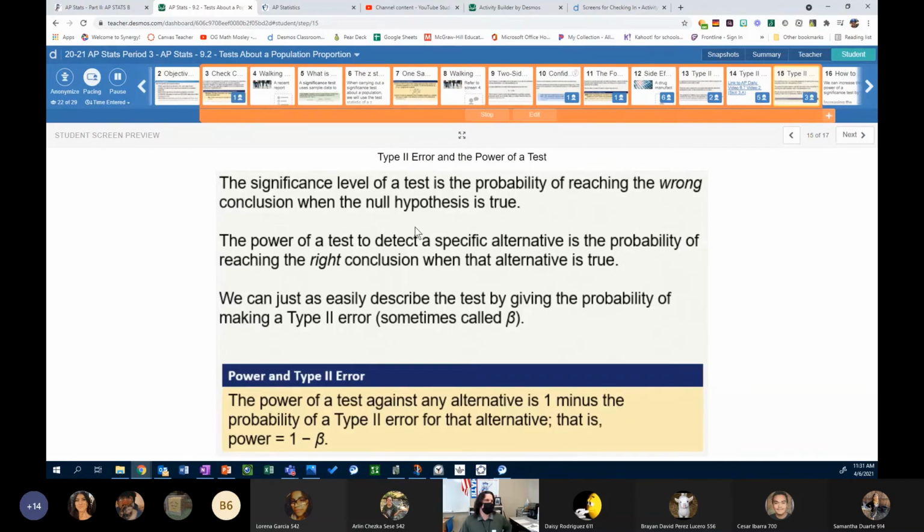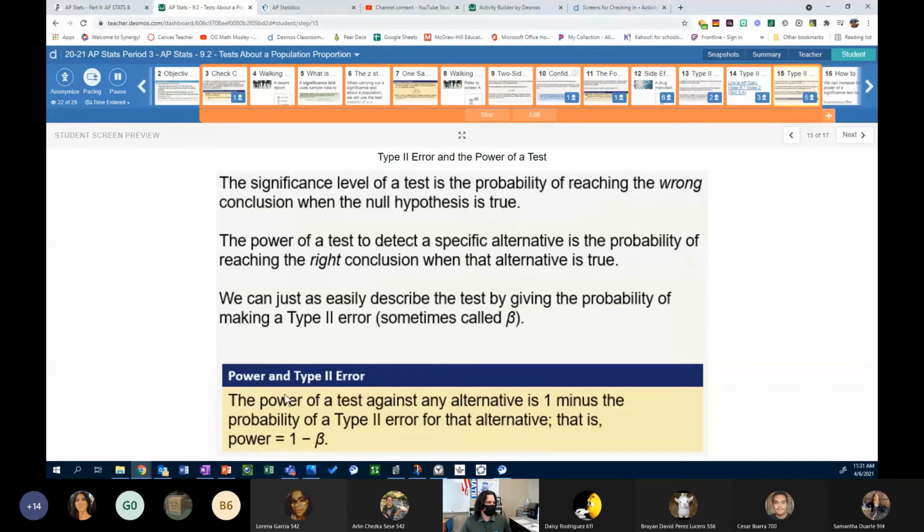The significance level of a test is the probability of reaching the wrong conclusion when the null hypothesis is true, type 1 error. The power of a test to detect a specific alternative is the probability of reaching the right conclusion when the alternative is true. All right, that's power. We can just as easily describe the test by giving the probability of making a type 2 error, sometimes called beta.